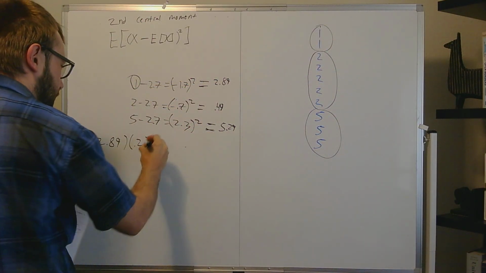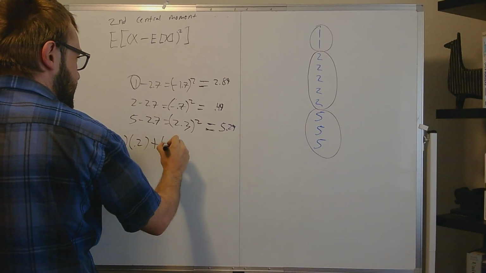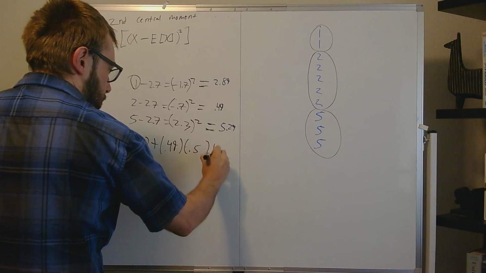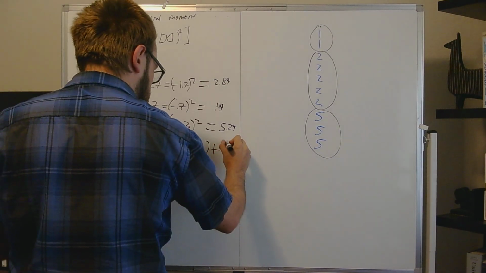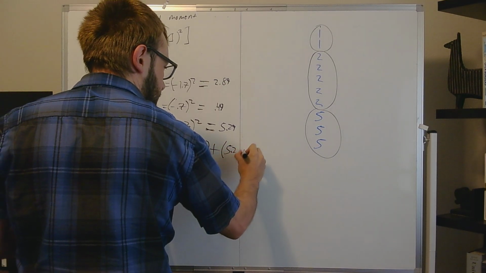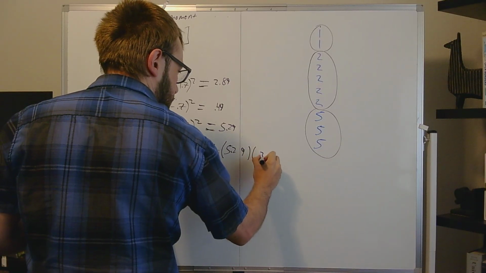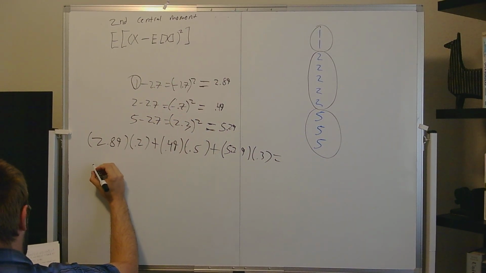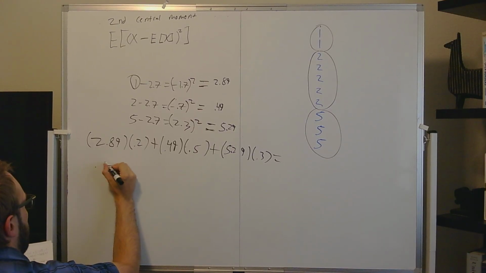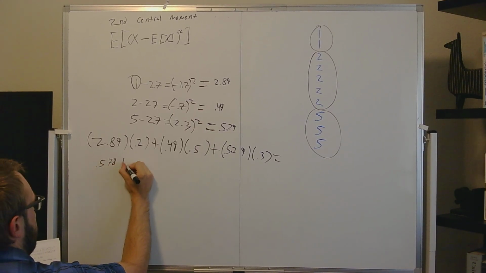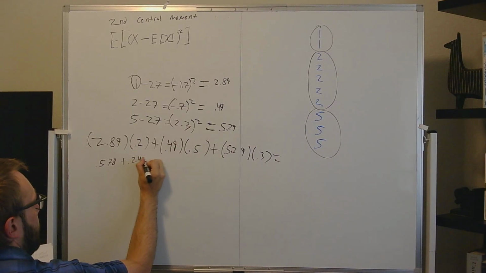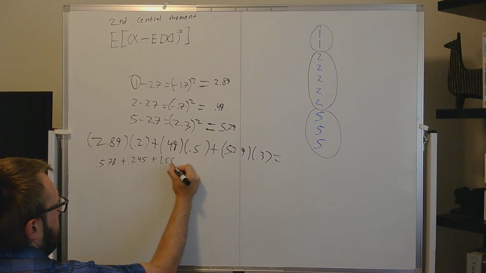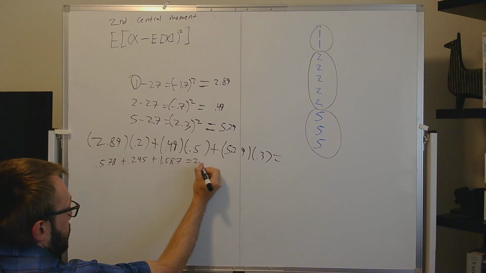I'm going to assume from here on out you kind of get it, so I'm just going to write these out. 0.49 multiplied by 0.5 plus 5.29 multiplied by 0.3. This will give us down here 0.578 plus 0.245 plus 1.587, which equals 2.41.